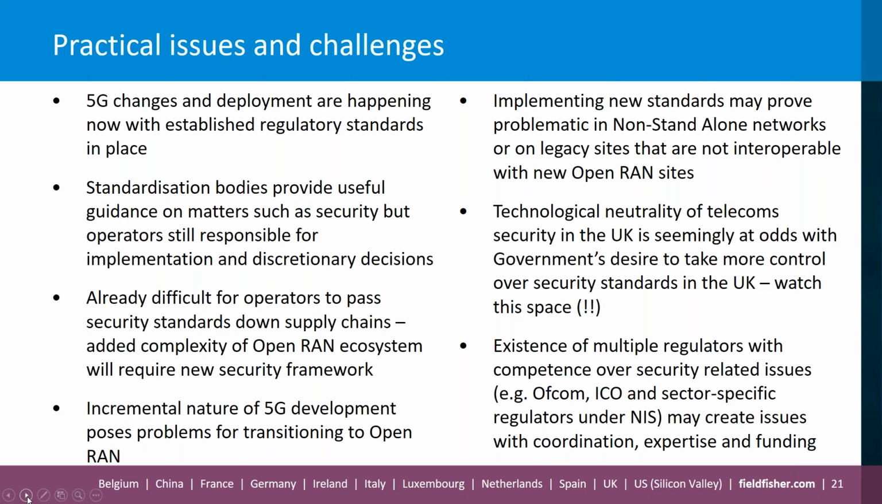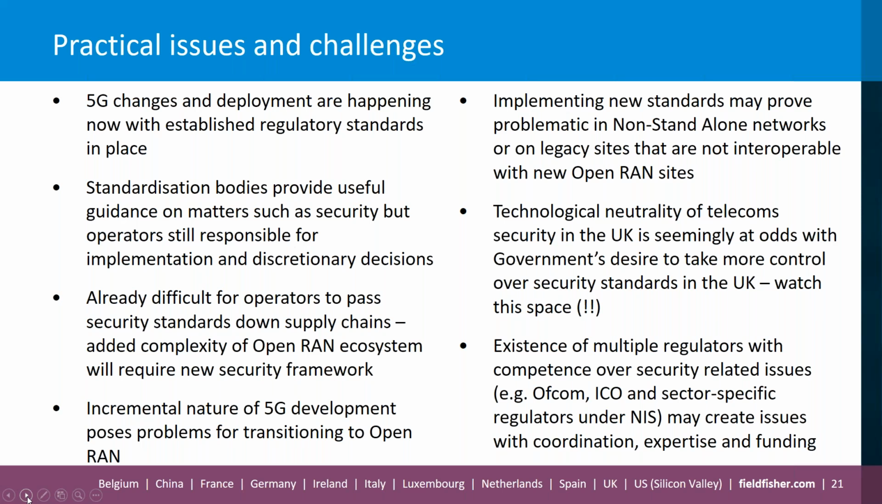Now, it's already difficult for operators to pass security standards down supply chains, but we do have an added complexity of an Open RAN ecosystem, which will require a new security framework. It's somewhat easier to impose contractual requirements and security standards on a single vendor, but in a complex ecosystem, operators will need to put in place robust procedures in order to ensure security across the whole of their networks, even though different elements might be provided by a range of different vendors.